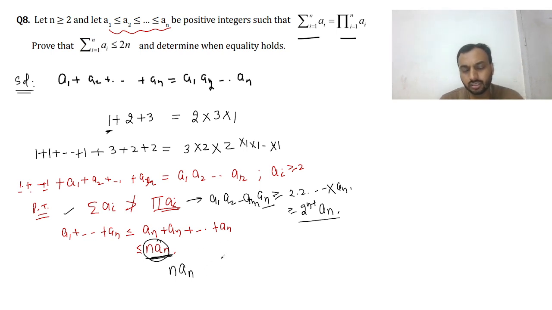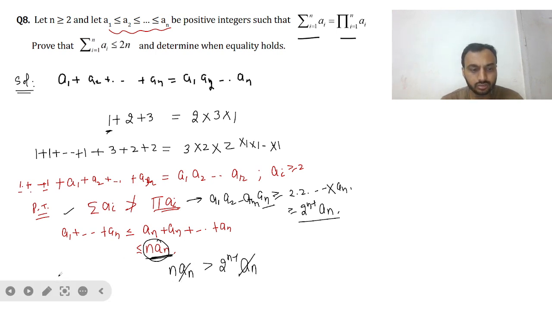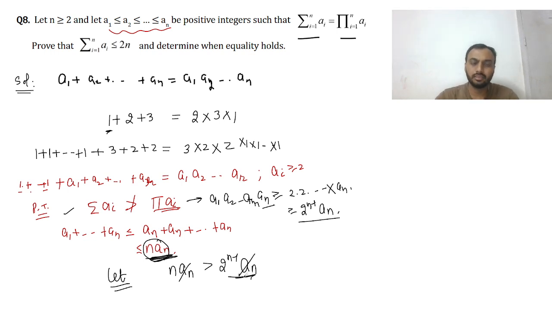Okay, let's do this with a contradiction. If we are assuming this is greater than 2 per n minus 1 an, okay, we are assuming that it is true. Let the greatest value of this be greater than the minimum value of the right hand side. So it means we need n is greater than 2 per n minus 1. Is it possible, guys?